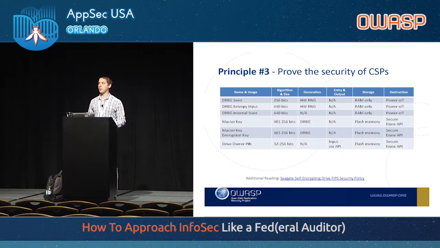And then lastly, I also want to point out that in the FIPS world, authentication data is also going to be considered a critical security parameter. And you guys should keep track of authentication data in that same manner. Know what it is, how big it is, what format it is, how it's coming in, how it's being stored, so that you can keep track of it and know how it's being used.